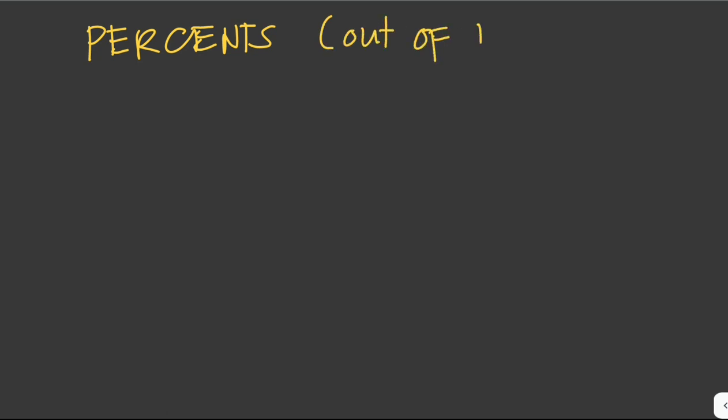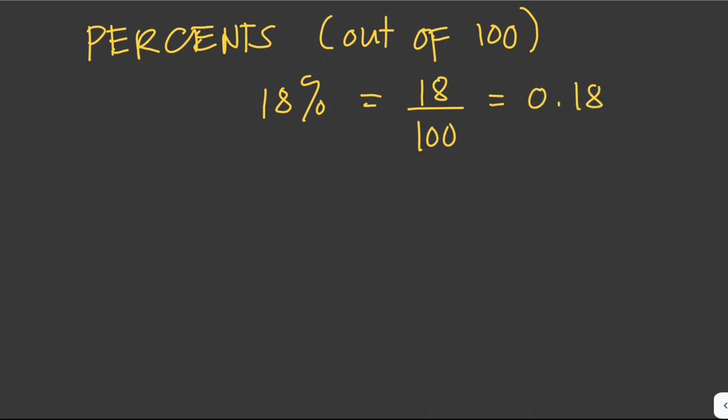Then we have percents. So when we say percent, it literally means out of 100. Let's say 10%, 17%, or 18%. So 18% is just equal to 18 over 100, or 0.18 of something.